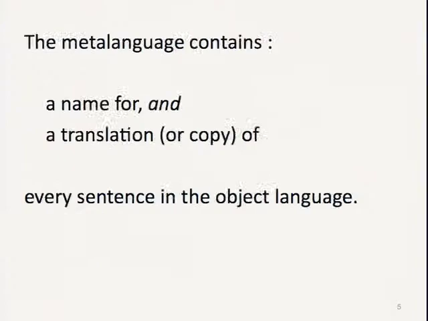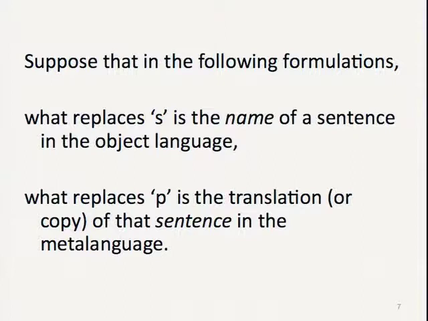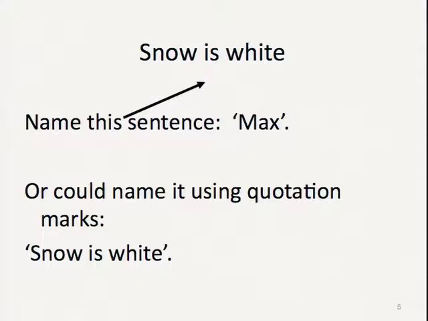And when I write P, what replaces P is the translation or the copy of the sentence you just named in the metalanguage. So what will replace P if S was this, in quotation marks, "snow is white"? What would replace P? Very good, exactly. Snow is white without quotation marks. Or if your metalanguage was French, what would replace P would be just the sentence La neige est blanche or something like that. Okay. Is that okay for S and P?